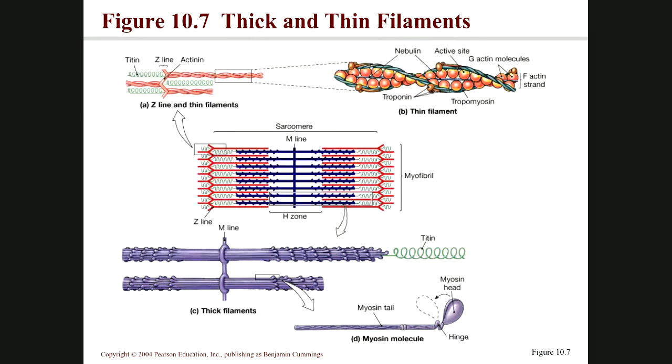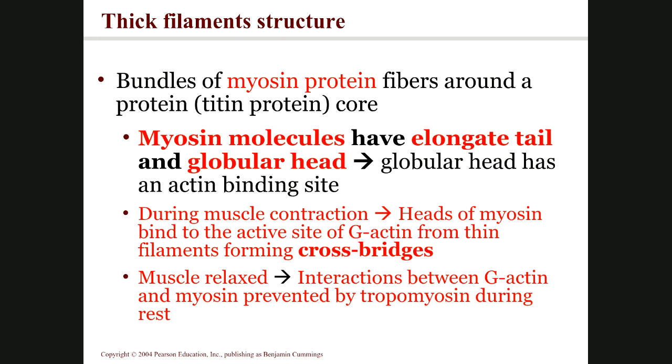More of the same, just showing you the construction of a sarcomere, the thick and thin filaments. Down here in purple, the thick filaments, you can see the heads of the myosin towards the thin filament. This all becomes important in muscle contraction.